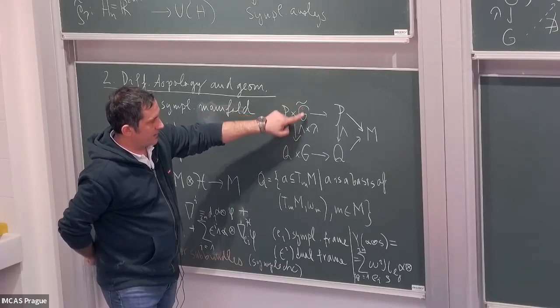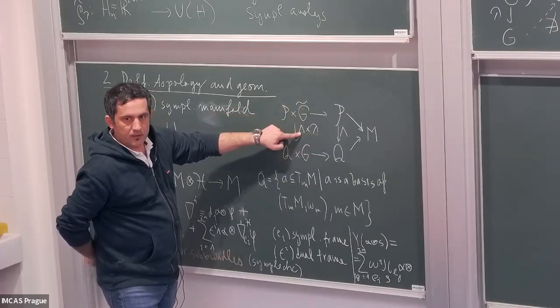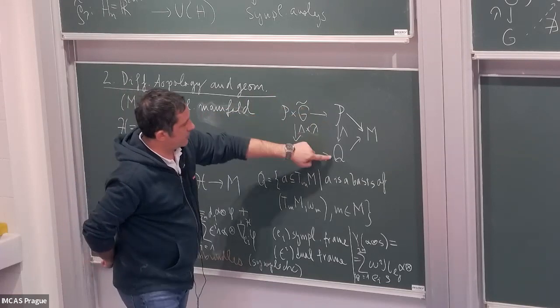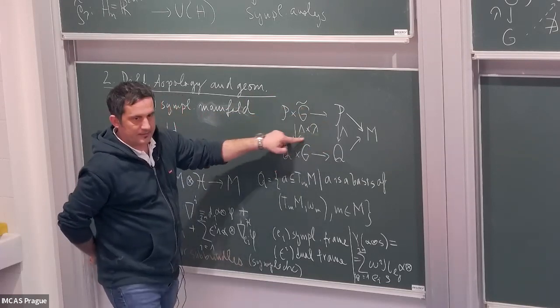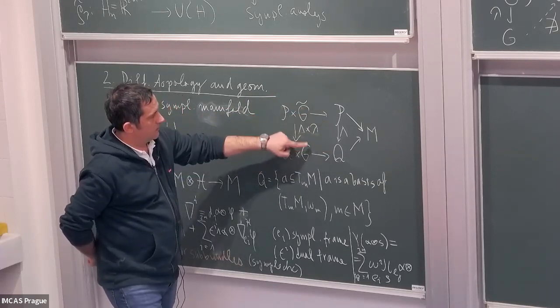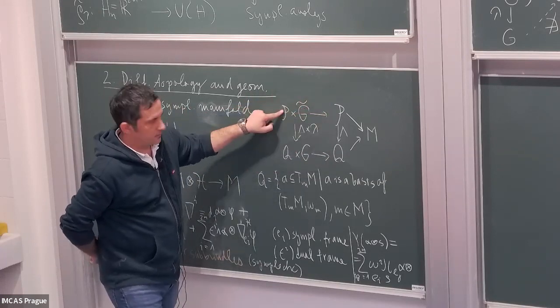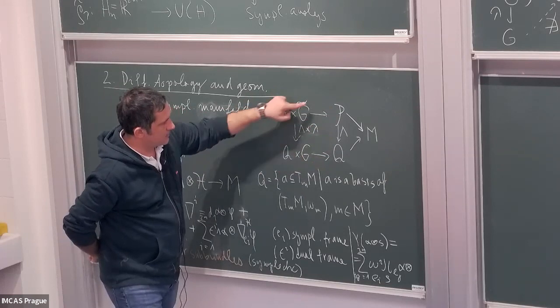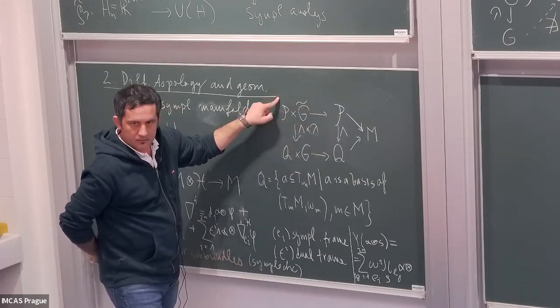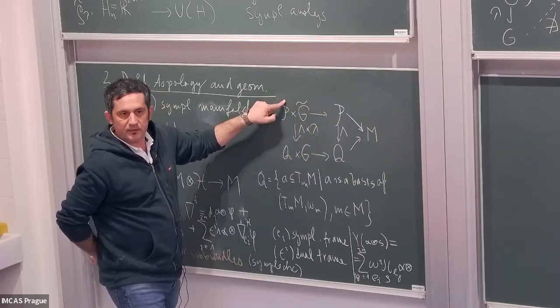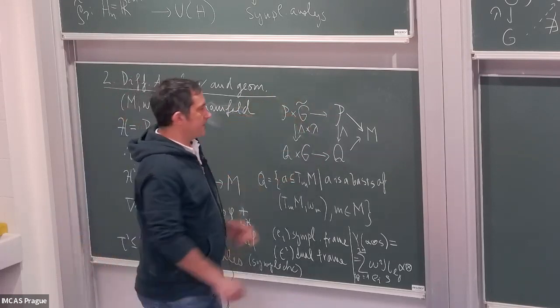The metaplectic group is a covering of the symplectic group. This is this small lambda. This is the action on bases, on frames. And we should have such a principal bundle, such that this commutes. This is the action of the metaplectic group on it. You can choose the action of the metaplectic group on it, such that this commutes.